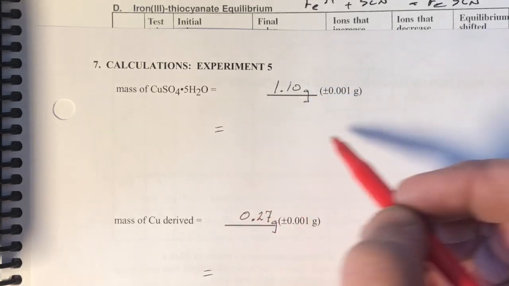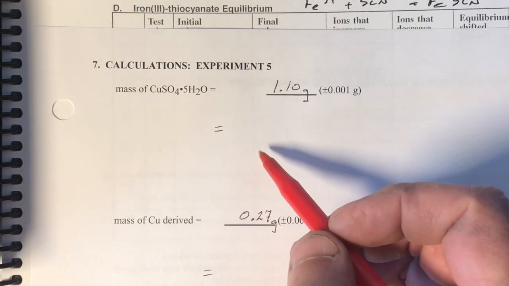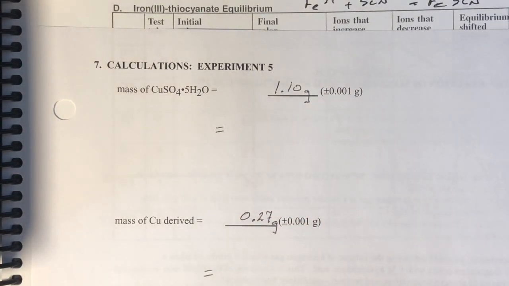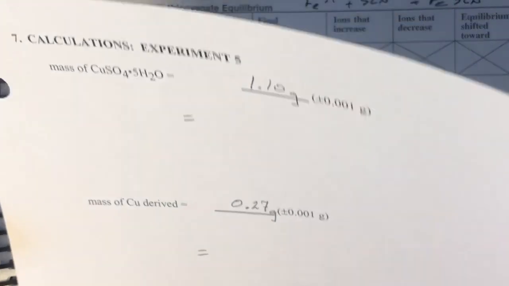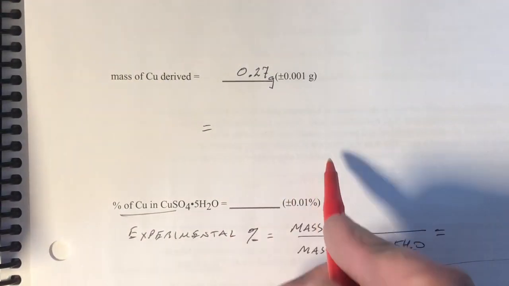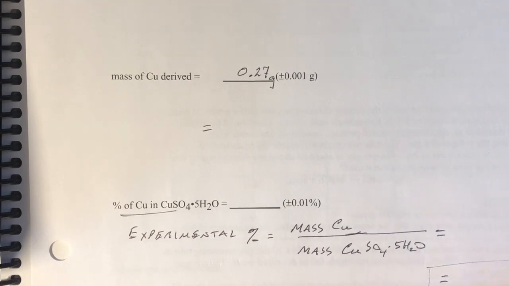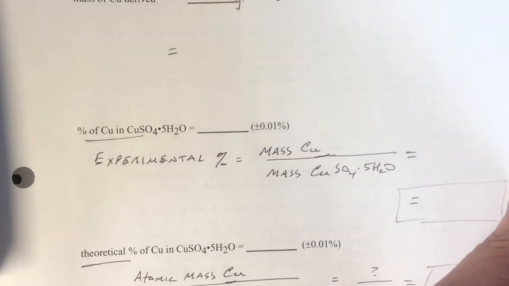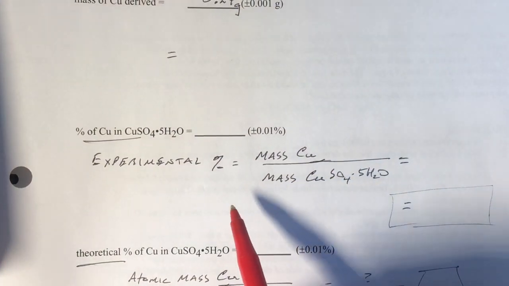So go ahead on your sheets and actually fill in what the numbers are, and hopefully you come up with the same number I did. Likewise, the mass of copper, show your work. How did we get the 0.27 grams? And then the calculations that are a little more germane to what we need to do.